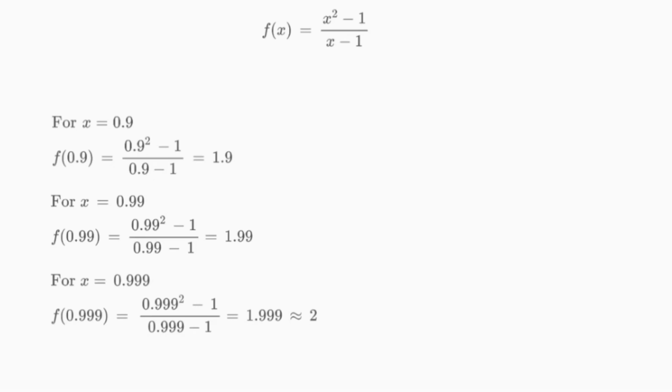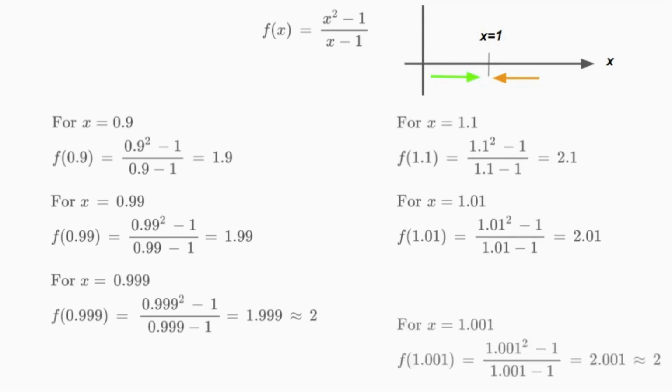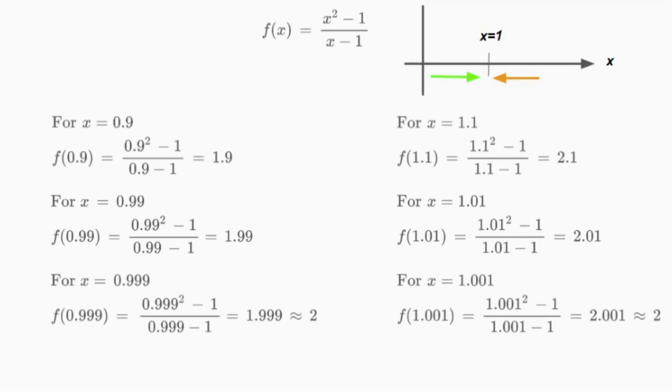Now these 0.9, 0.99 and 0.999 are not only input values closer to 1. These values we are getting by approaching from the left hand side. Similarly, if we approach from the right hand side, 1.1 will be near to the point x is equal to 1. For 1.1, the output is 2.1. For 1.01, the output is 2.01. If we go even closer, the output is 2.001. So approaching from both sides, we are getting output value as 2.